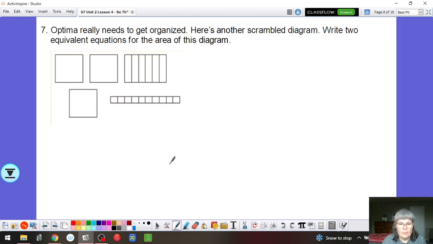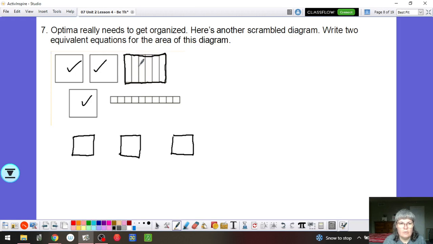And in the last example for this part of the lesson, we have Optima again, who really needs to get organized. She's got another scrambled diagram. Write 2 equivalent equations for the area of this diagram. So this time we don't even have one equation to work off of. We need to just work off of what is here. Well, since we have the 3 squares, we know we're going to be selling 3 blocks. And then these rectangles need to be split into 3 equal groups.